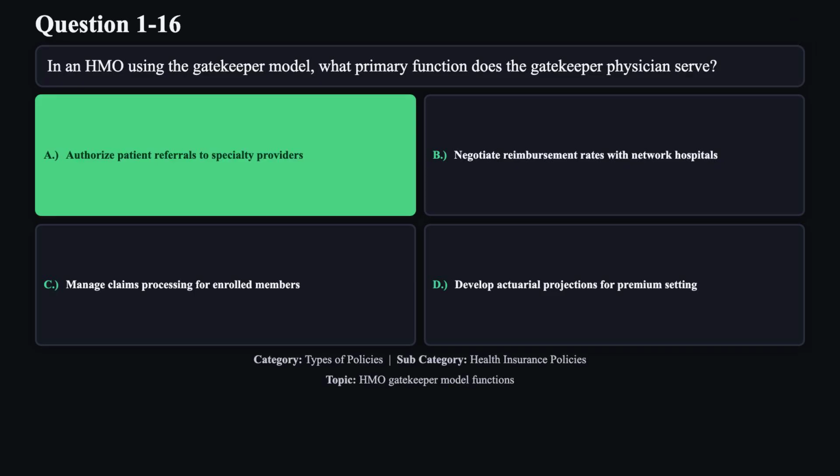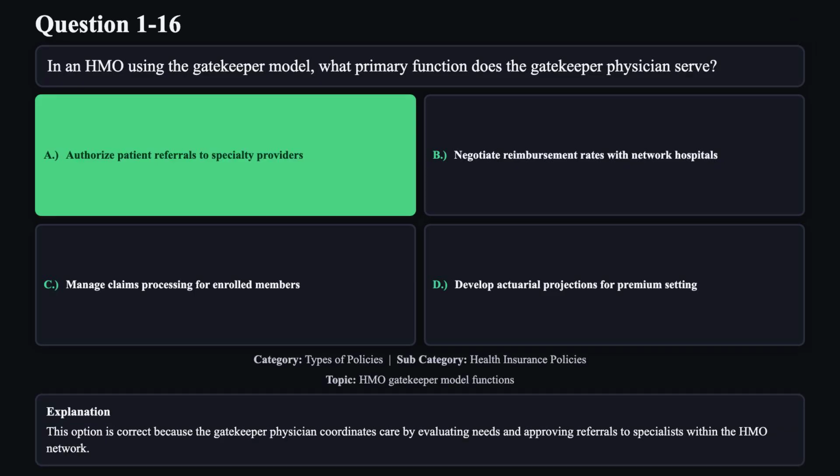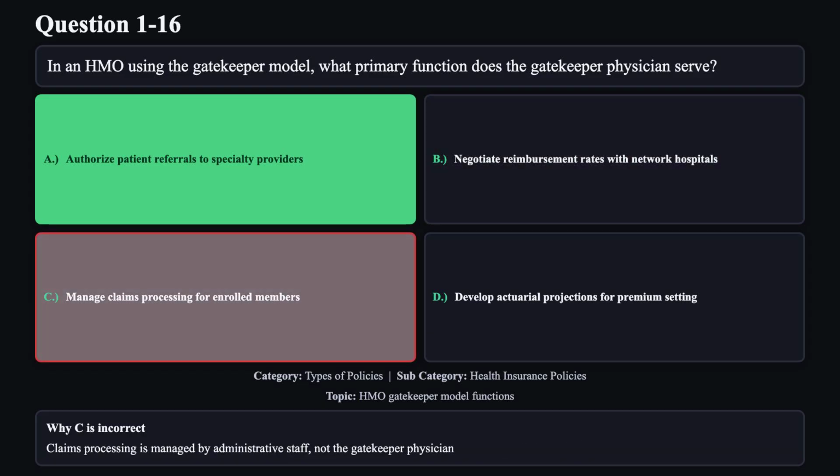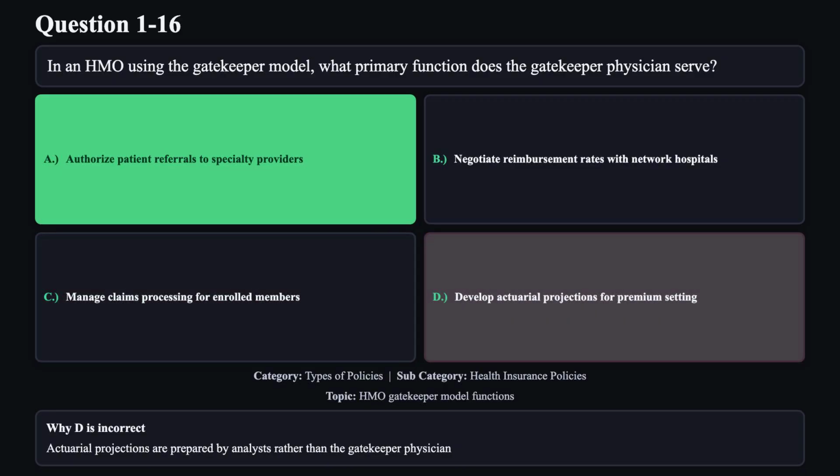The correct answer is A. This option is correct because the gatekeeper physician coordinates care by evaluating needs and approving referrals to specialists within the HMO network. Reason B is not correct. Negotiating rates is typically handled by the plan's contracting department rather than the gatekeeper physician. Reason C is not correct. Claims processing is managed by administrative staff, not the gatekeeper physician. Reason D is not correct. Actuarial projections are prepared by analysts rather than the gatekeeper physician.